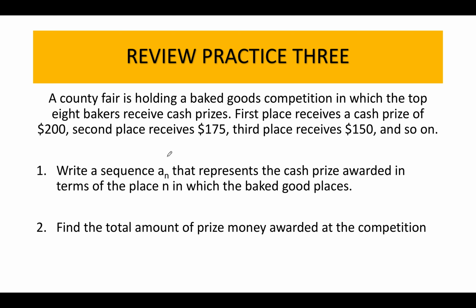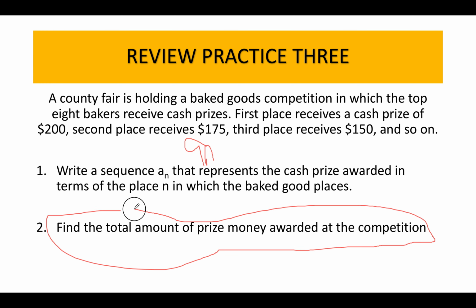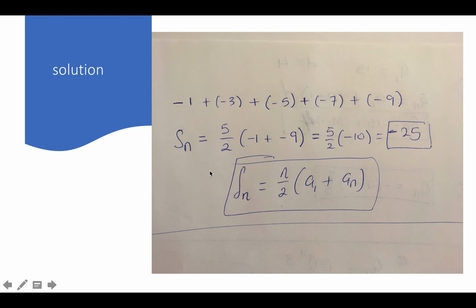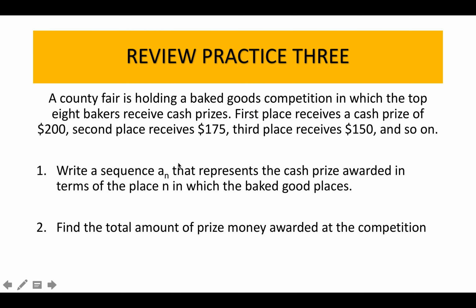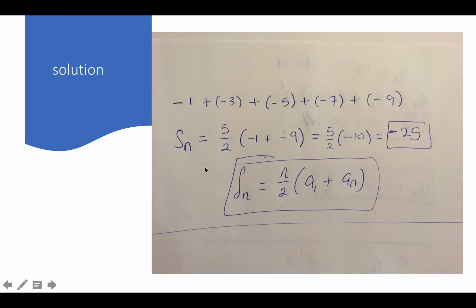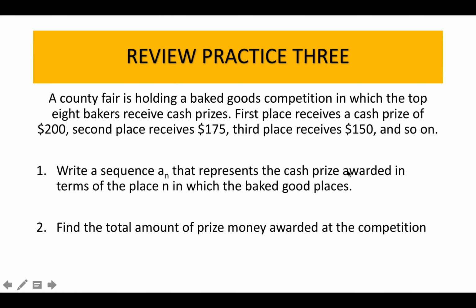Basically, they're saying write a sequence A of n. Find the formula A of n. Then find the total sum, the total amount. We just did that in the last problem. We used this formula, so that's a hint. Here, you're looking for A of n. Why do we need A of n? Because we need to find this part here, the last term. So that's why we need A of n. So pause the video, try this out.